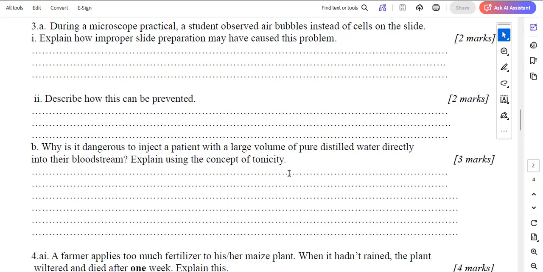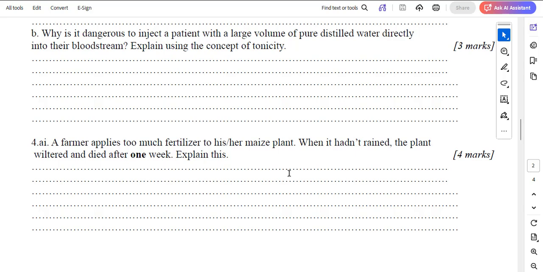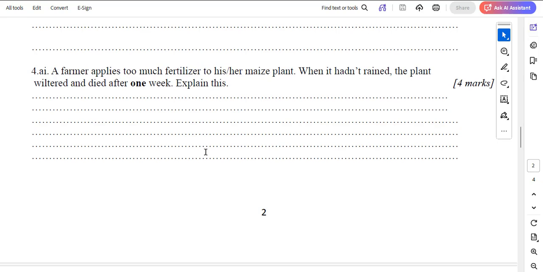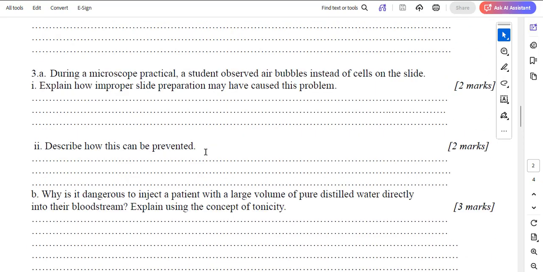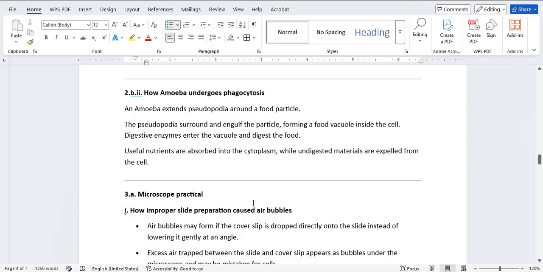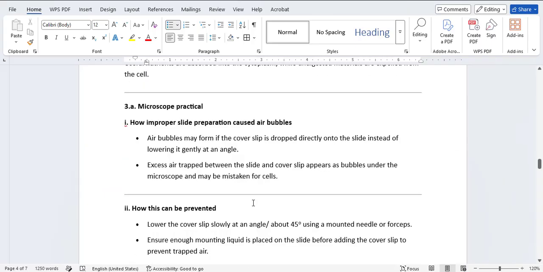Then B. Why is it dangerous to inject a patient with a large volume of pure distilled water directly into their bloodstream? Explain using the concept of tonicity. Okay, so I will look at 3, then we'll come to 4 very soon. So quickly with 3, with the microscopic slide: how improper slide preparation causes air bubbles.